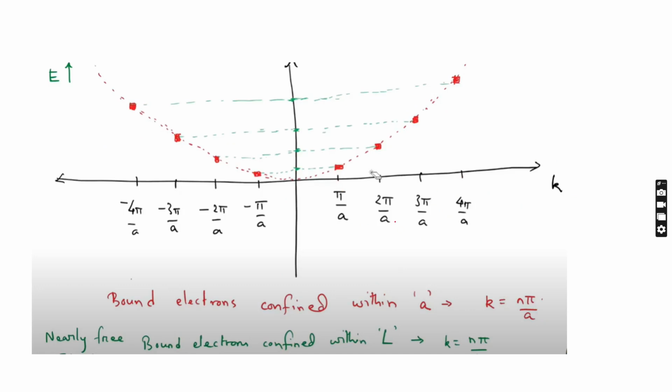So then the potential will be like this. So for a bound electron confined within a, k is equal to n pi by a. Similarly, if the electron is confined with respect to L, then we can write k as n pi by L. Okay, so that's the value we can see here. So if we see an electron bound within L, that is related to the size of the material.